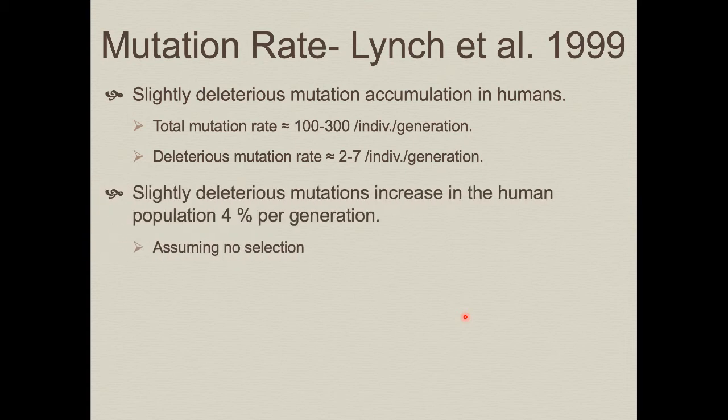And that slightly deleterious mutations can actually increase in human populations by about 4% per generation, assuming that there's no selection to get rid of these slightly deleterious mutations. Well, why would that be? Remember, natural selection is pretty powerful and it can get rid of even slightly deleterious mutations over time. So why would you assume no selection?